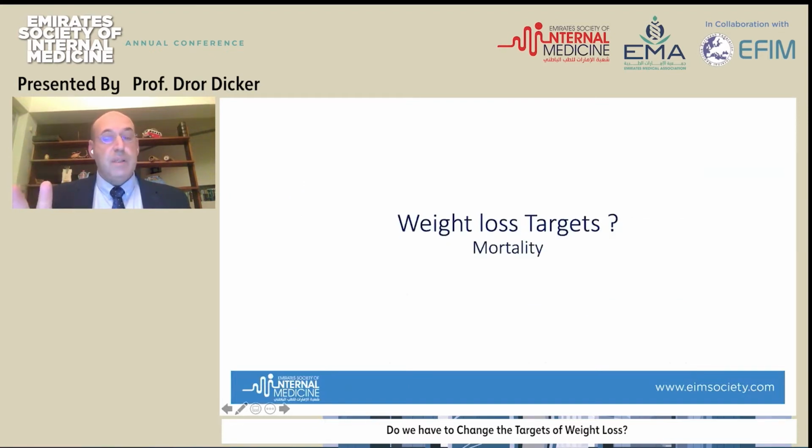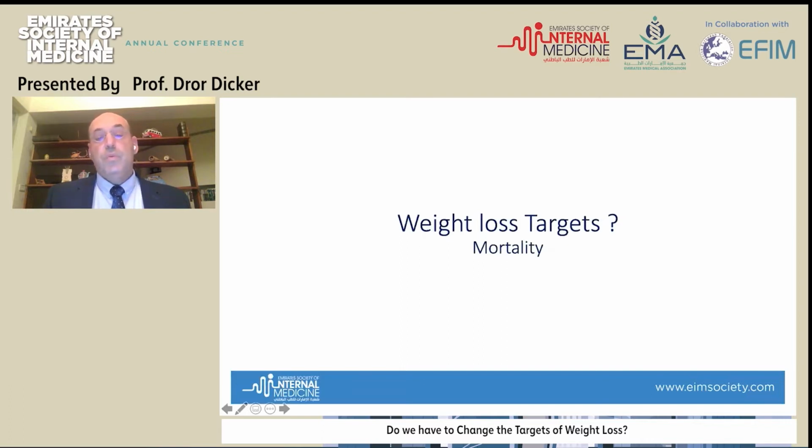So 5% is maybe too low, and we should aim for 10 to 15% weight loss in order to improve cardiovascular risk factors and obesity comorbidity.